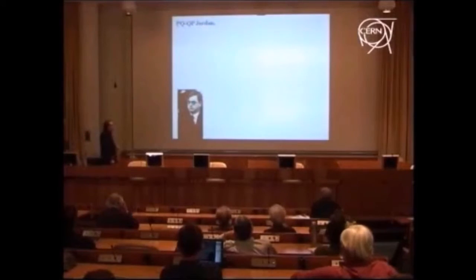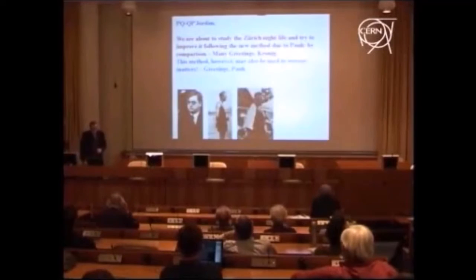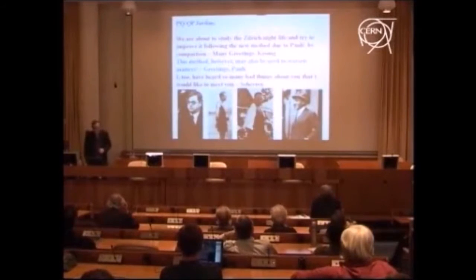relationship. And one could imagine these three pals going swimming during the day and then eating at the Kronenhalle in the evening, and then on a warm June night sitting in the Café Terrasse and penning a letter to their good friend PQ minus QP Jordan, Pasquale Jordan, as they called him. "We're about to study the Zurich nightlife and try to improve it, following the new method due to Pauli. By comparison, many greetings, Kronig. The method, however, may also be used to worsen matters. Greetings, Pauli. I, too, have heard so many bad things about you that I would like to meet you, Scherer."